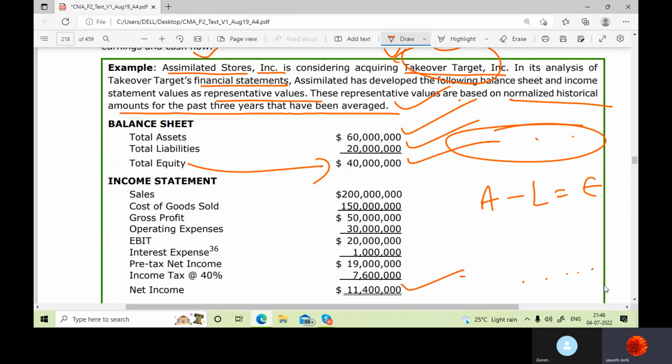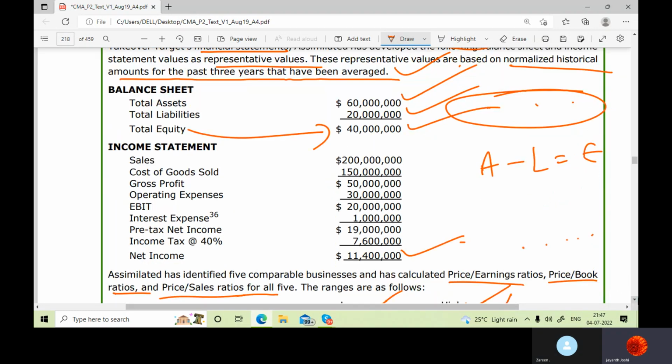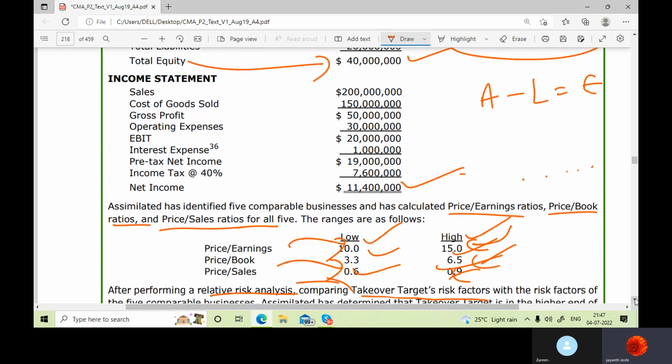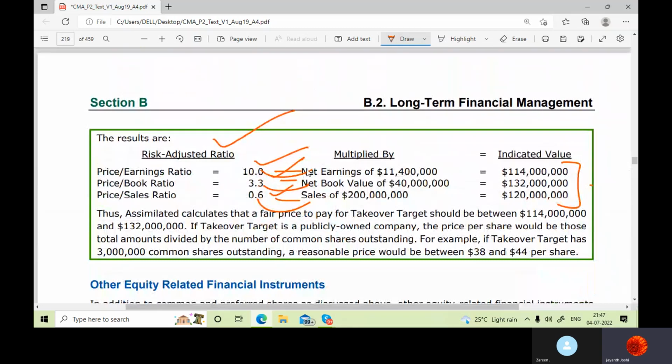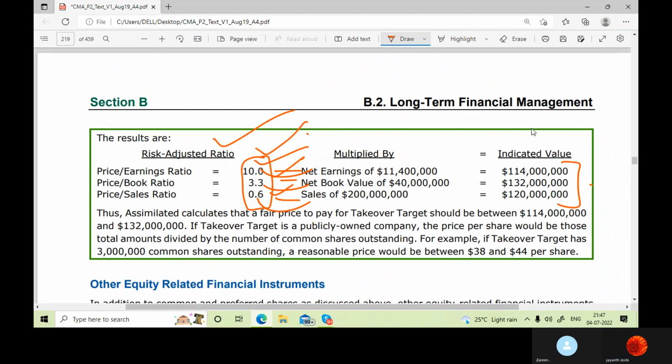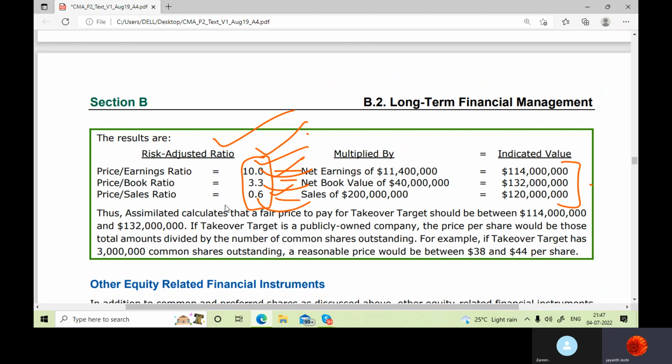Yes, sir. They have taken the representative values, the average values. Now they are doing the risk adjustment by multiplying the respective values with the risk involved in the takeover target. They got these values. When you add them up, Assimilated calculates that a fair price to pay for Takeover Target should be between this and this, correct?